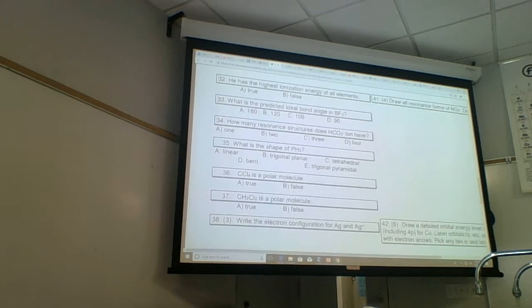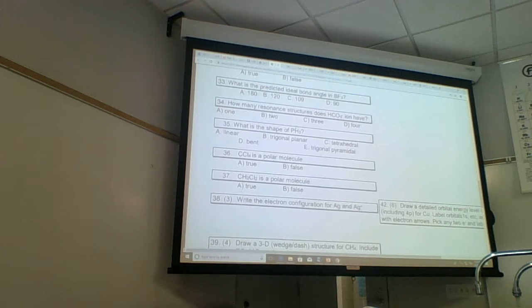34, resonance structures were on the last test. They won't be on this test. What is the shape of PH3? Trigonal pyramidal. That's correct. PH3 has 1 lone pair and 3 single bonds.